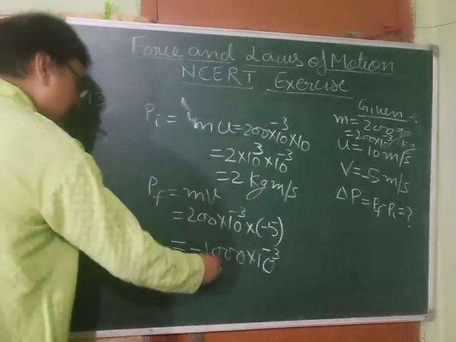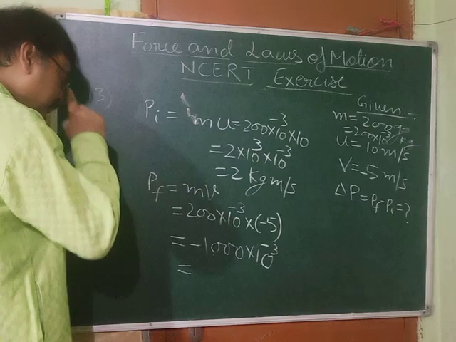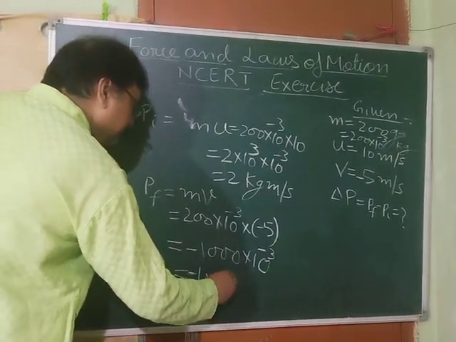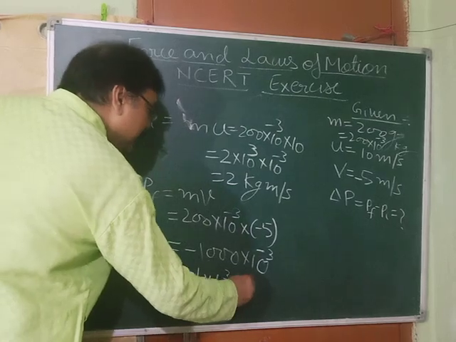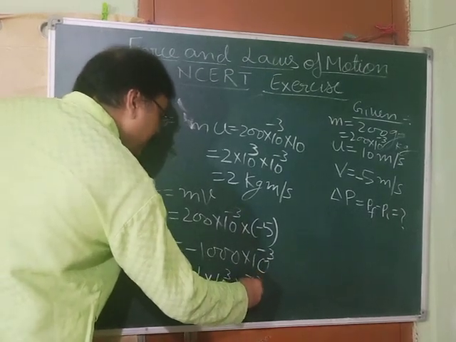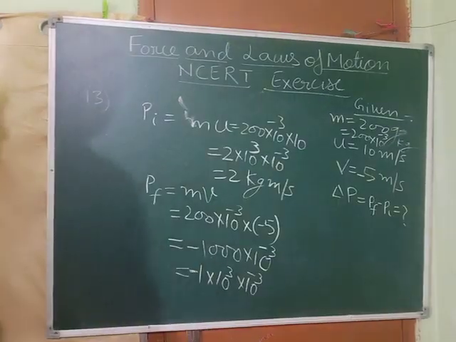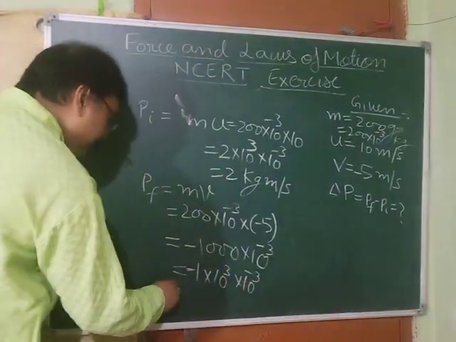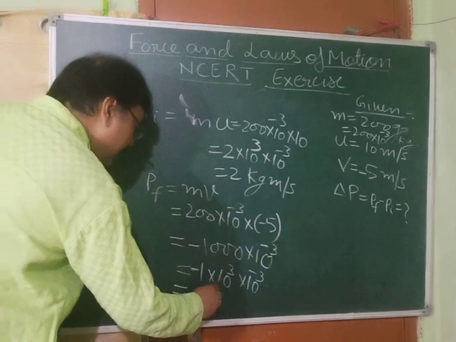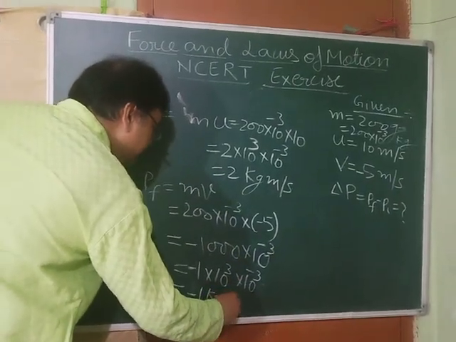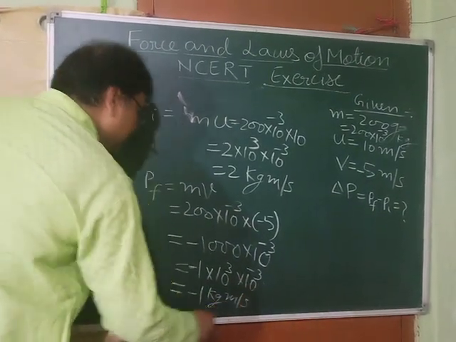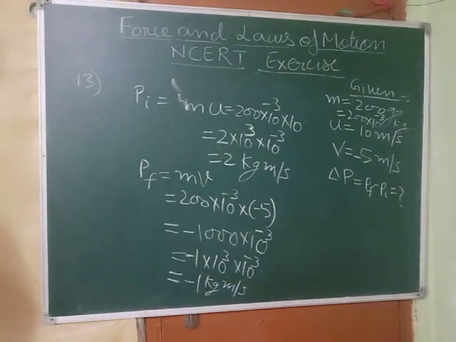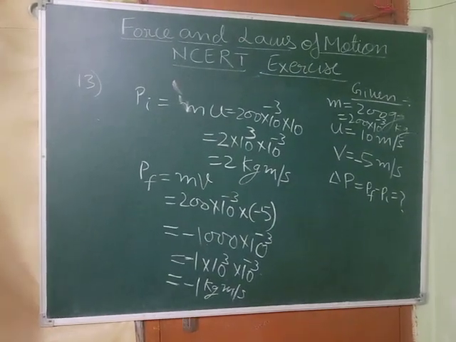Can you write this 1000 as -1 into 10 raised to the power 3? And this is what? 10 raised to the power -3. So 10 raised to the power -3 into 10 raised to the power +3 will cancel out. What you will get finally? You will get finally -1 kg meter per second. That is our final momentum. Okay. So we have got initial momentum as well as final momentum.